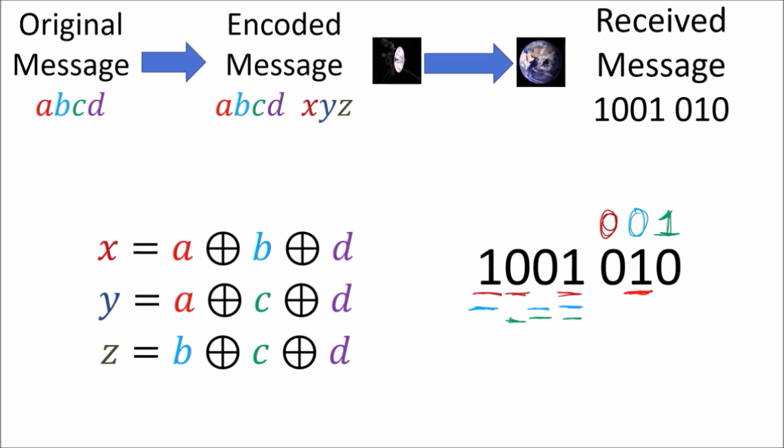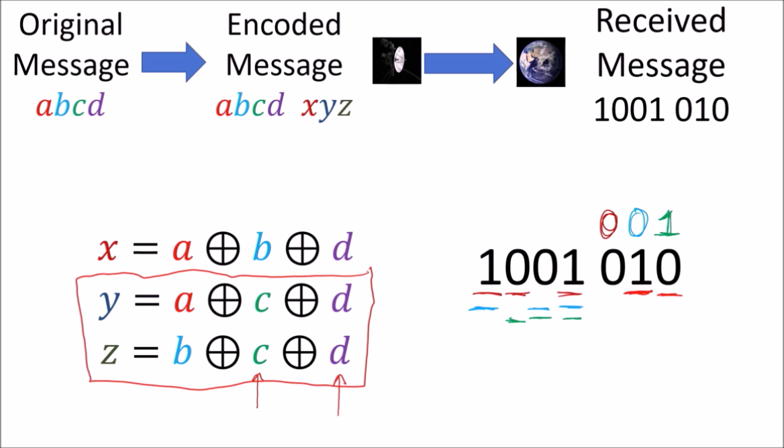So how can we correct this message? Well, since the Y and Z bits are incorrect, let's take a look at the Y and Z equations here. Now, we notice that these equations contain both the C bit and the D bit. So that's an indication that either the C bit or the D bit are probably wrong. But notice that the X equation also has the D bit, and the X bit was fine. So that indicates that the D bit was probably right. So by the process of elimination, we can conclude that the C bit was probably flipped.